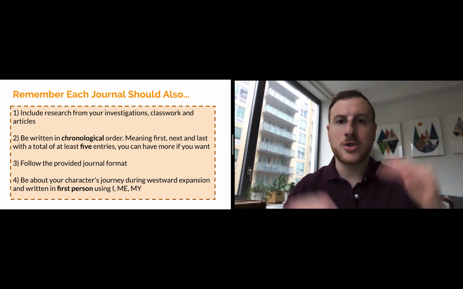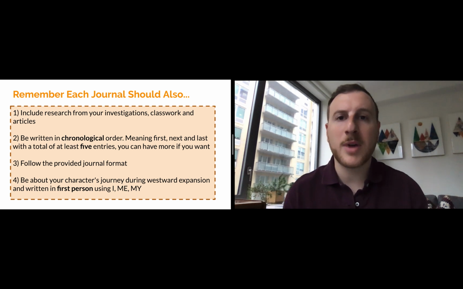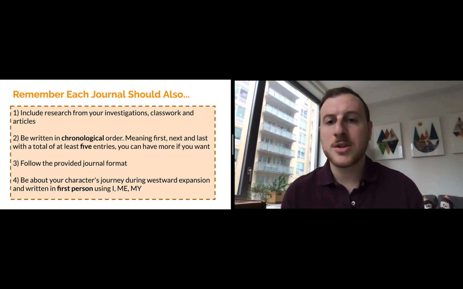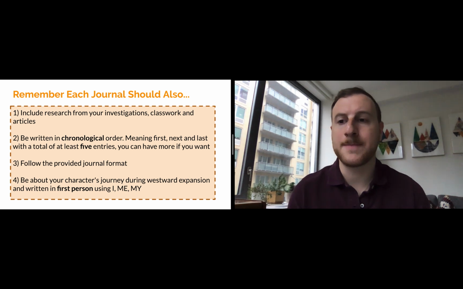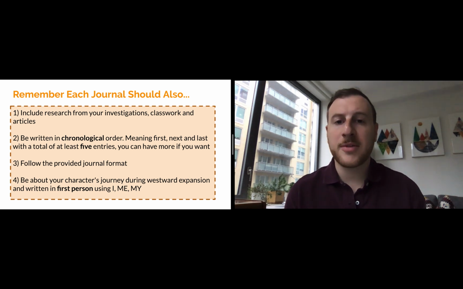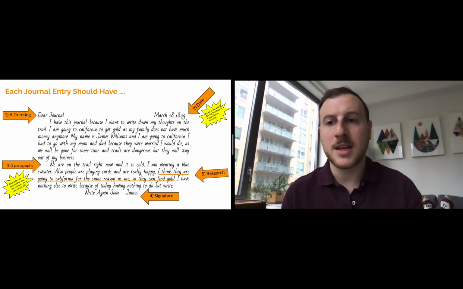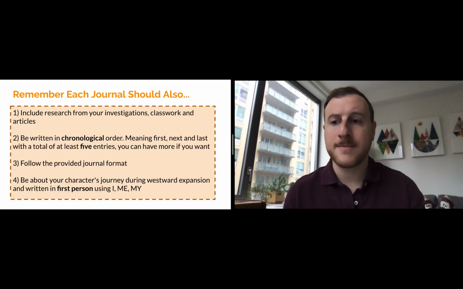You don't want to do journal entries out of order because when people write journals, they don't write them out of order. And you should have at least 5 chronological journal entries. You can have more than 5, but you have to have at least 5 by the end of today. You're going to follow the provided journal format that you see here. This is the journal format.